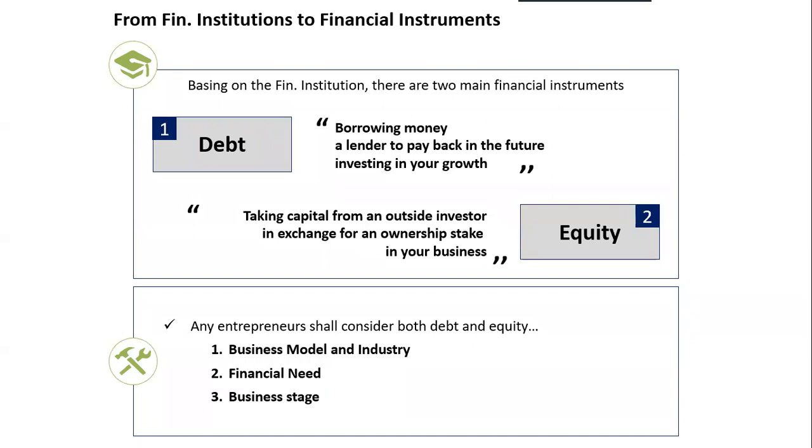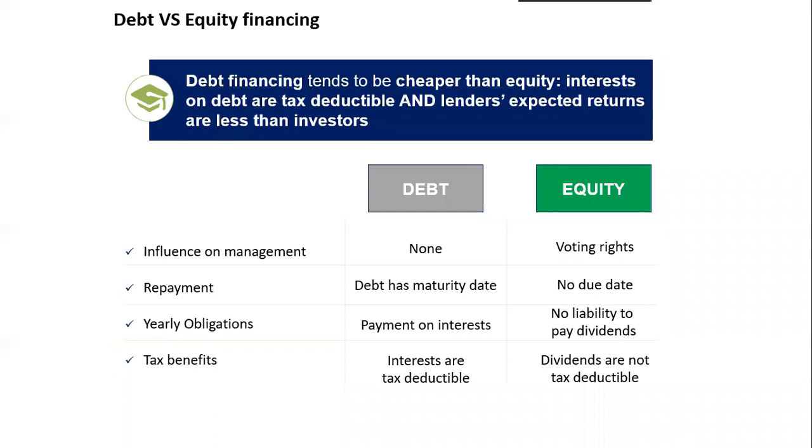So depending on the model, the financial need, and the stage, it determines which kind of financial instrument will be suitable for you. Okay, and what is the difference further?